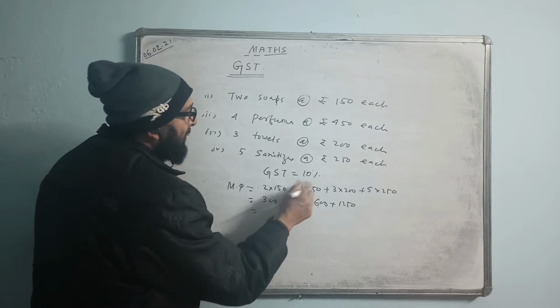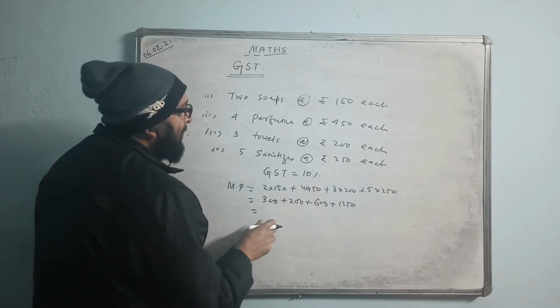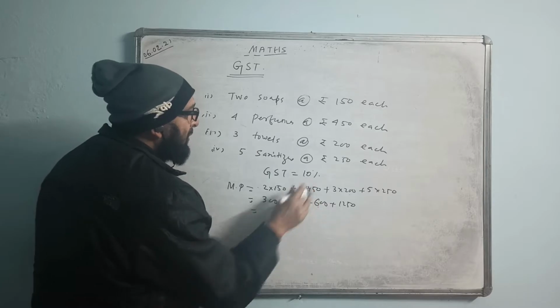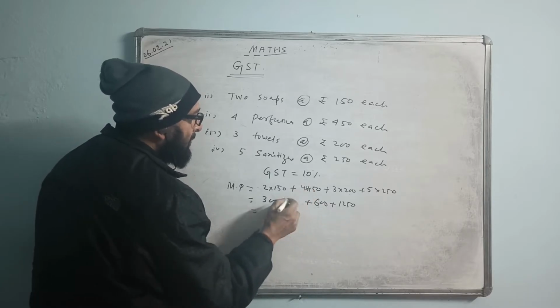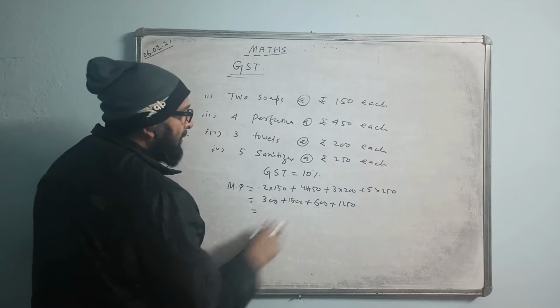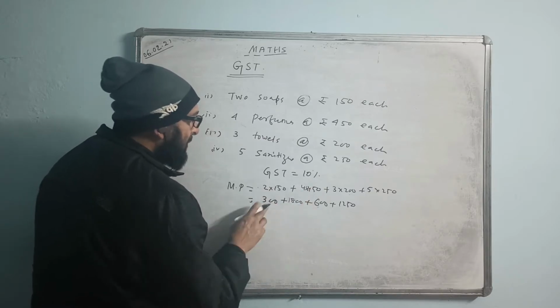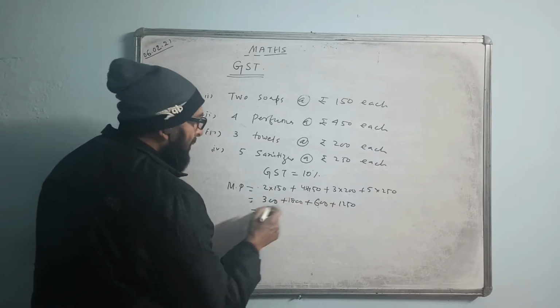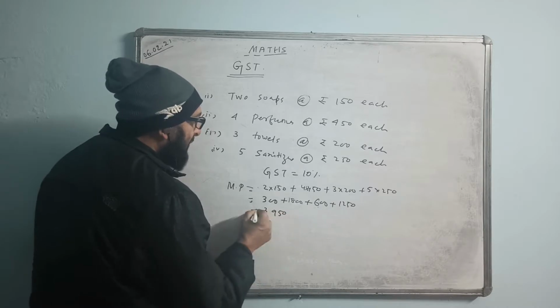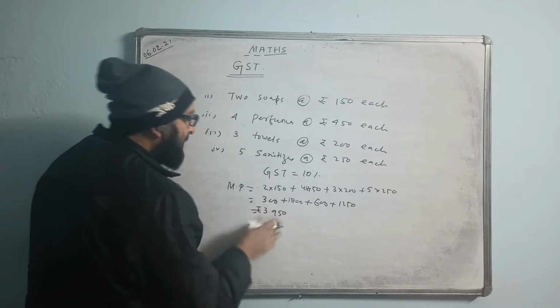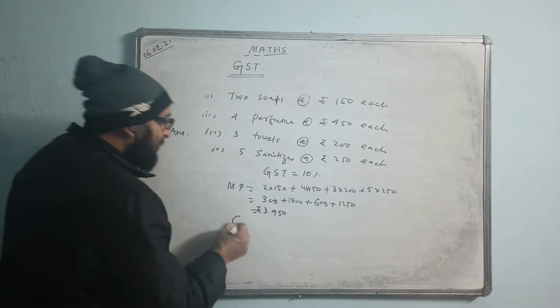Oh, 4 into 450, okay. 4 into 450, what is the total coming? 1800. Now let us add 6 plus 3, 9 plus 27 plus 3950. Mark price is 3950. Now you find GST now.